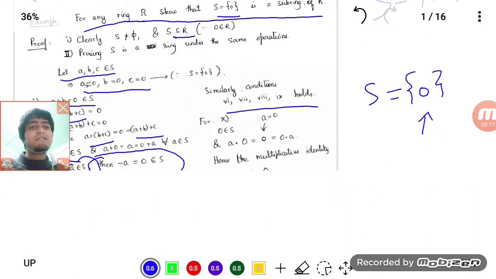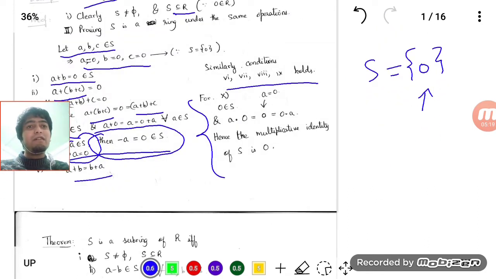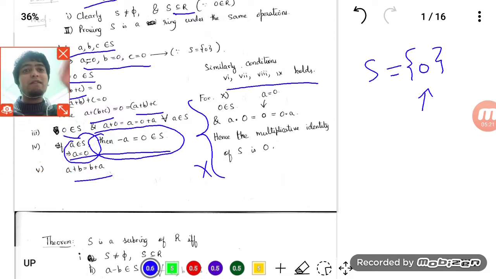Condition 10 is not required, so do not write it down. In this semester, it's not required.